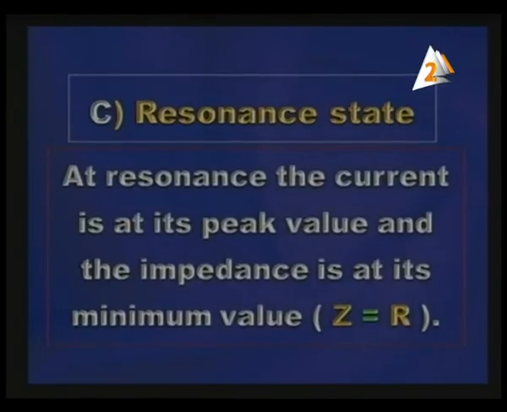At resonance, what happens to the current? At resonance, the current is at its peak value, its maximum value, and the impedance is at its minimum. Impedance is minimum, and it is just equal to the value of the ohmic resistance. So once again, at resonance, the current is at its peak value, and the impedance is at its minimum value. Impedance is equal to R.